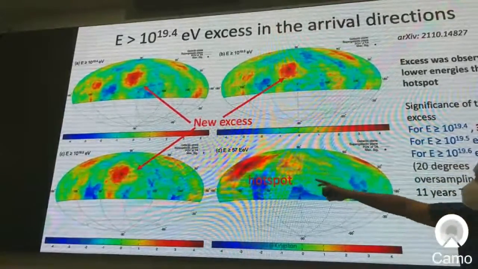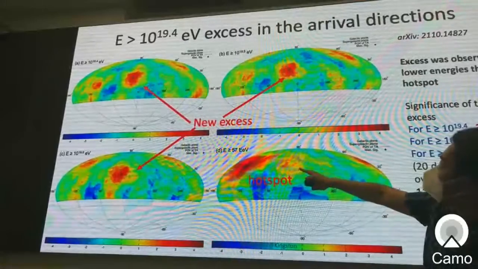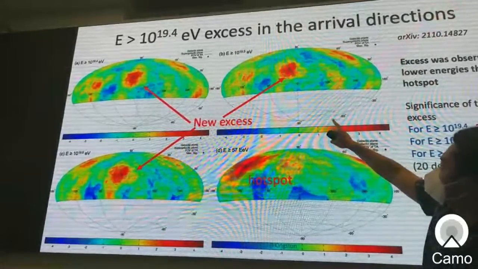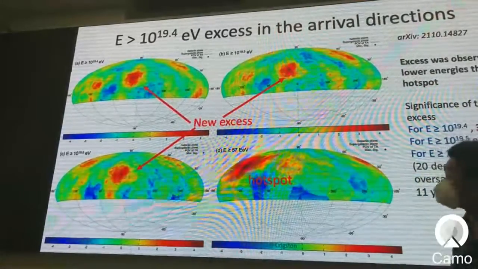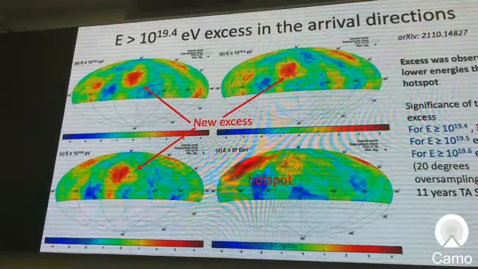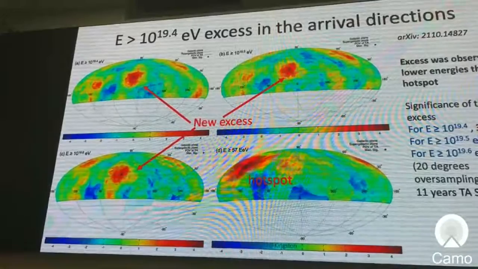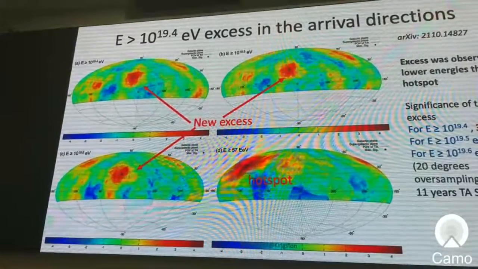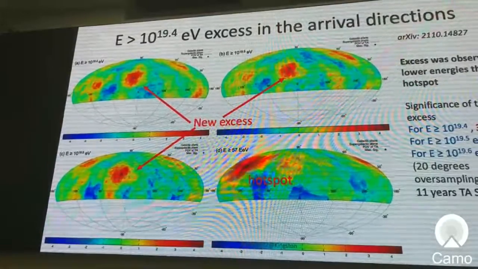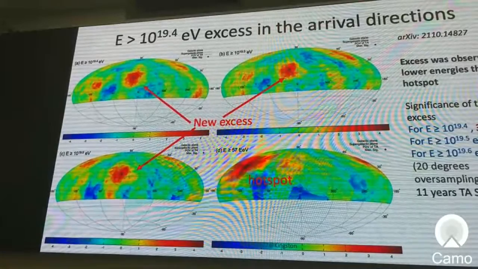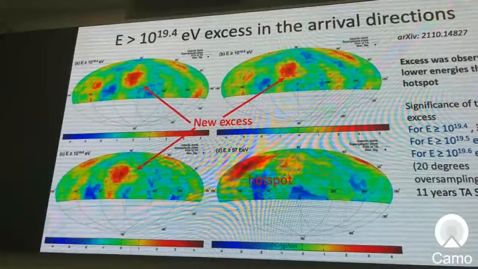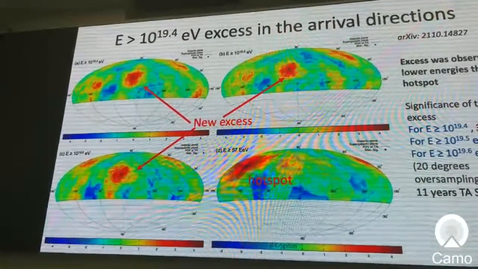And these are figures above 10 to the 19.6 electron volt, 19.5 electron volt, and 19.4 electron volt. And each significance was estimated to be 3.6 sigma, 3.6 sigma, and 3.4 sigma, using 20 degrees oversampling radius and 11 years of TASD data.